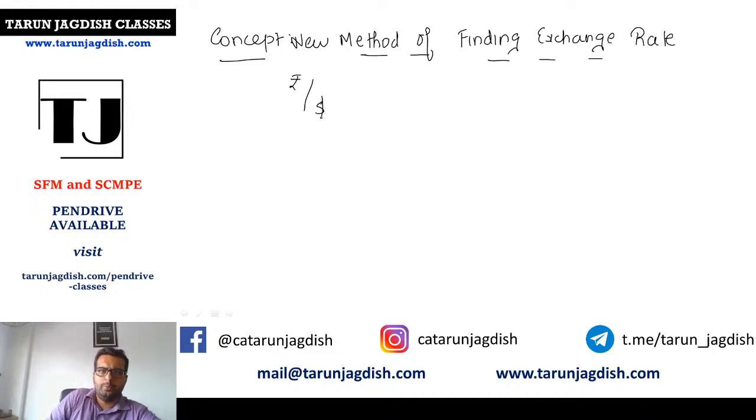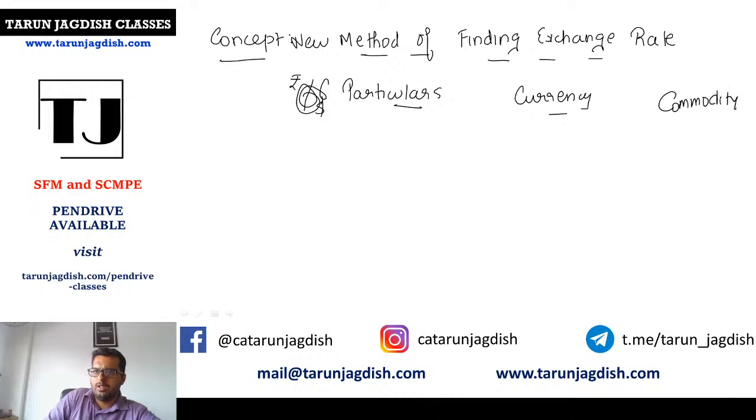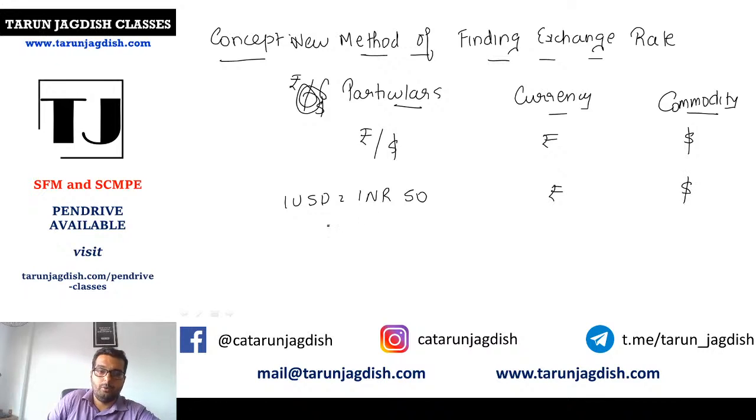I told you rupee per dollar. I'll just give a table like this. Particulars, currency, commodity. The first is rupee per dollar. Rupee is the currency, dollar is the commodity. 1 USD is equal to INR 50. Rupee is the currency, dollar is the commodity.